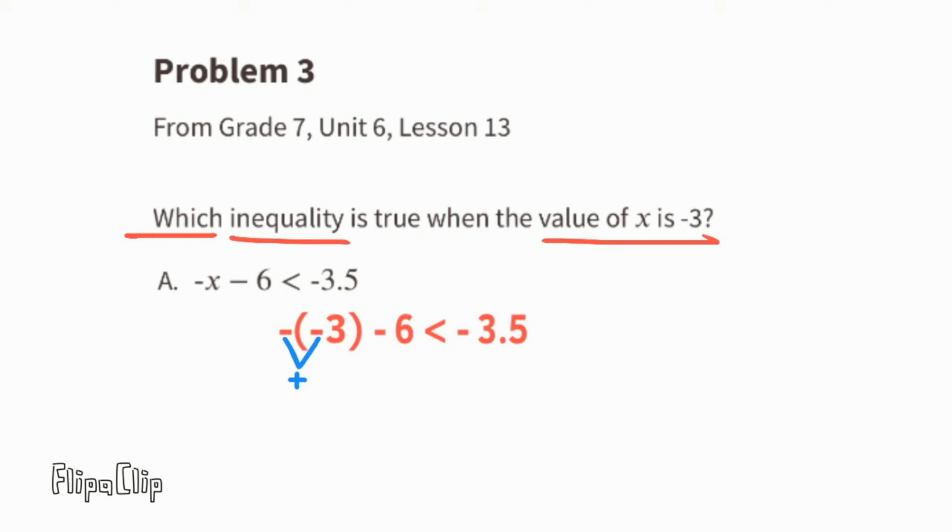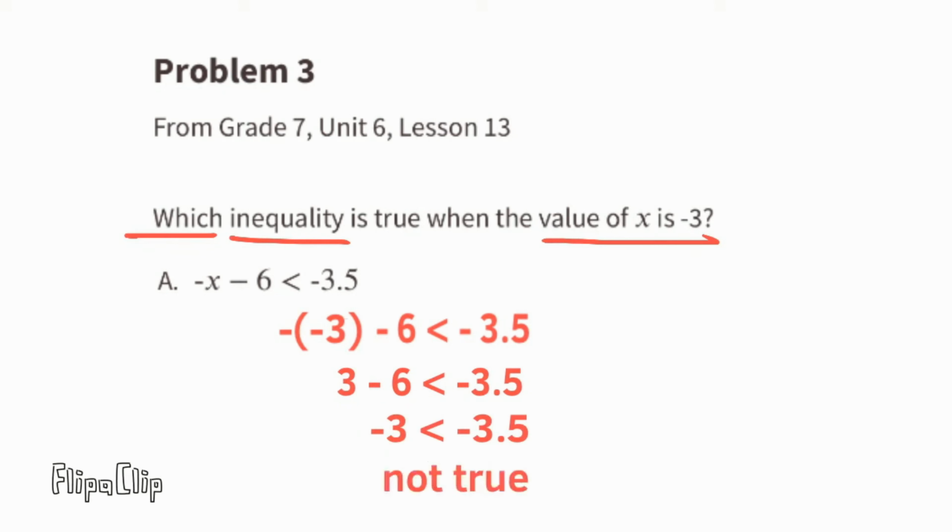Since a negative times a negative is a positive, we can rewrite this as positive 3, or 3 minus 6 is less than negative 3.5. Since 3 minus 6 is negative 3, the inequality now reads negative 3 is less than negative 3.5. And that's not true, because negative 3 is closer to 0 on the number line compared to negative 3.5. So negative 3 is actually greater than negative 3.5.